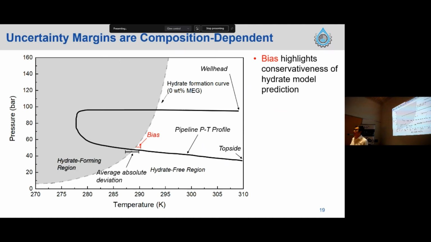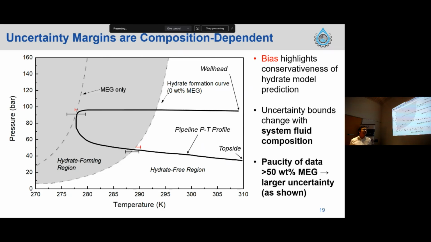So typically, we inject thermodynamic hydrate inhibitors, such as MEG, such that the hydrate formation curve is outside of the pipeline's expected pressure temperature profile. But if we add sufficient amount of MEG to achieve this, we can see that the uncertainty bounds for this new hydrate formation curve or phase equilibrium curve will change as a result of the MEG being added to the system.